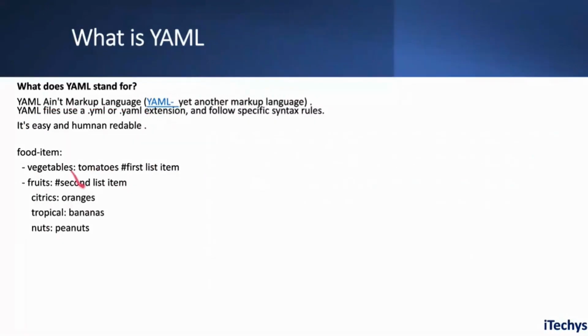For an example, I'm taking a food item. This is YAML syntax. You may save it as .yml or .yaml. Here in food item, you can see vegetables and fruit both start on the same line. Within vegetables, I put tomatoes. Fruits is the second listing item, and I divided it into three categories: citrus, tropical, and nuts. Within citrus, I can put orange. Within tropical, I can put bananas. Within nuts, I can put peanuts.